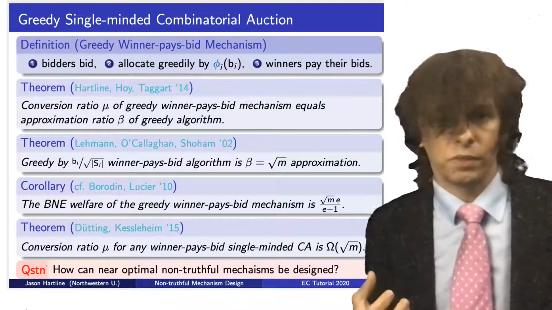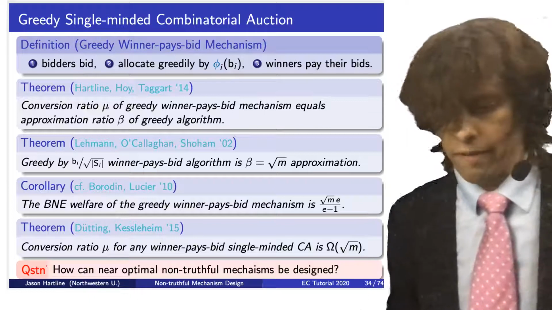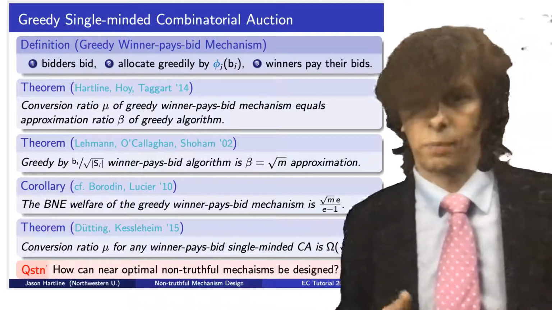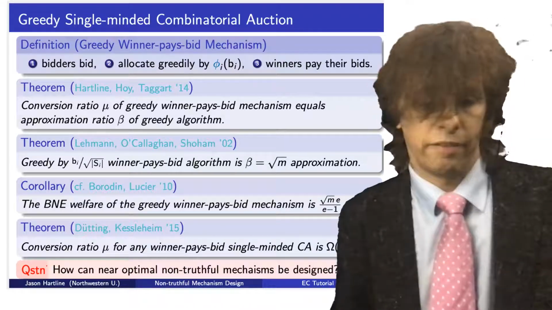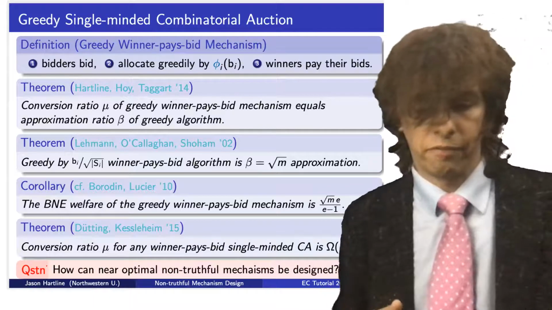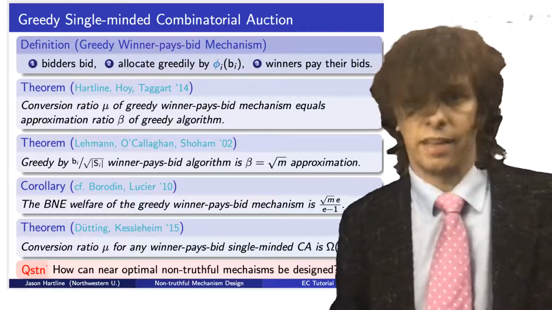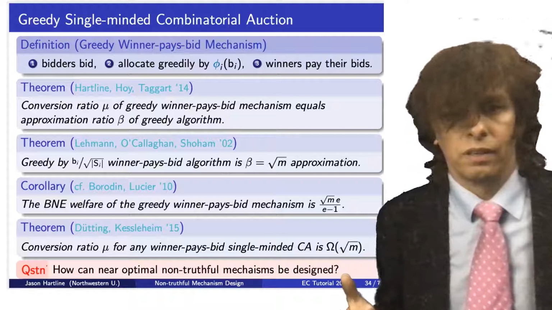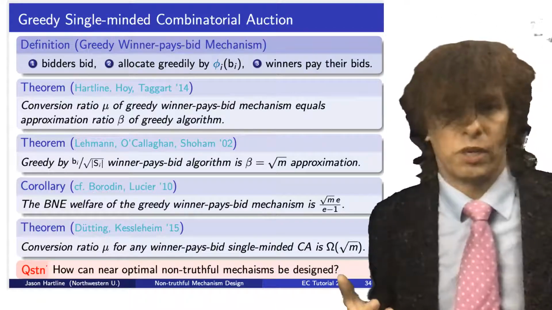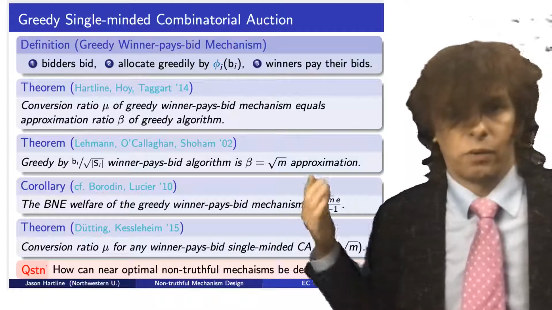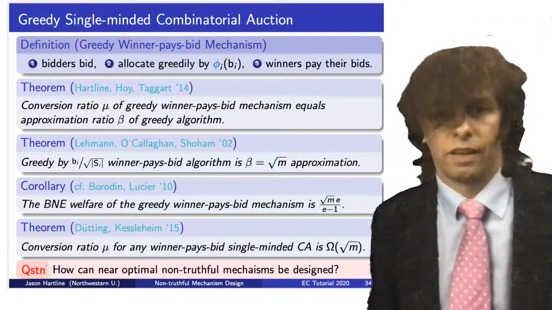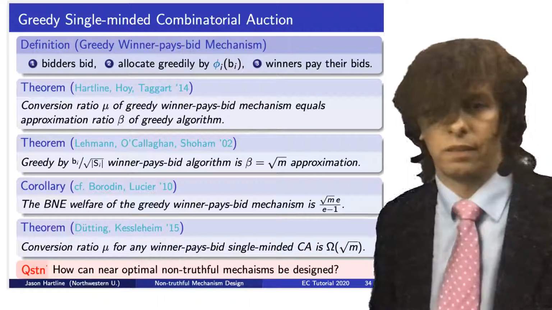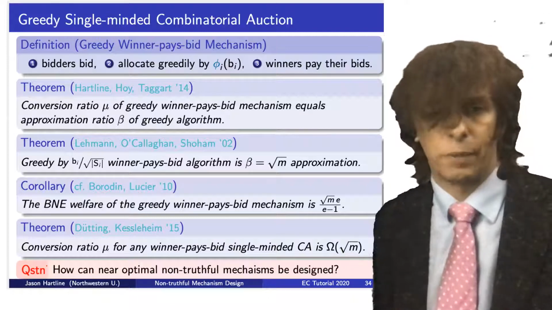Cool. So this was a bit of a downer. We looked at these settings, which seem important, these combinatorial auctions. This model of single-minded combinatorial auctions is motivated by the very practical combinatorial auctions that have been very useful for selling things like the FCC spectrum that cell phone companies use. So this has been a bit of a downer. We'd like to design mechanisms that have good equilibrium, and yet we have a lot of evidence that getting better than a square root m approximation in the worst case in equilibrium is not something we should expect.